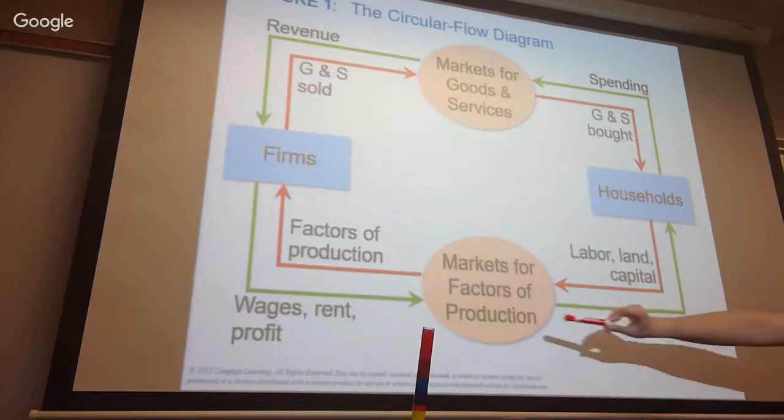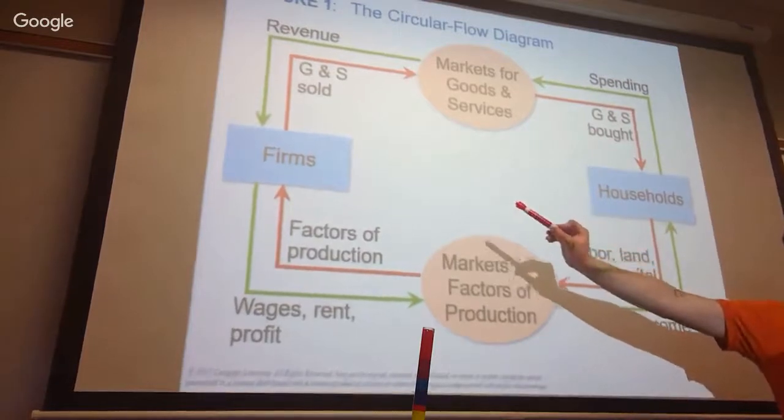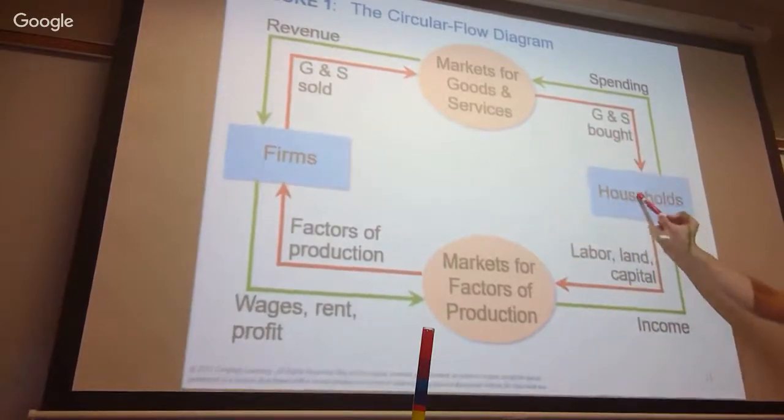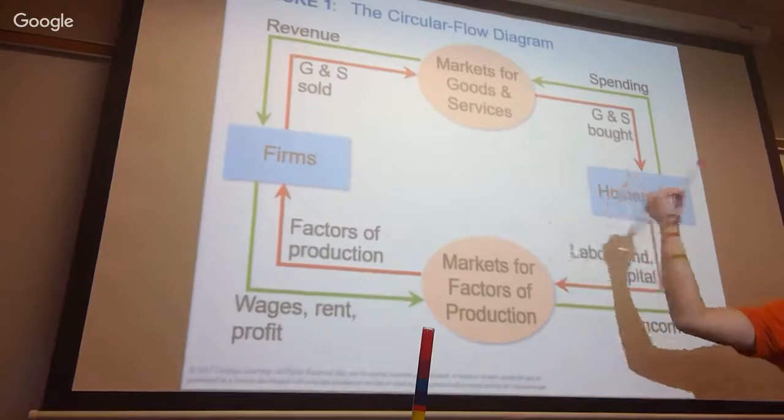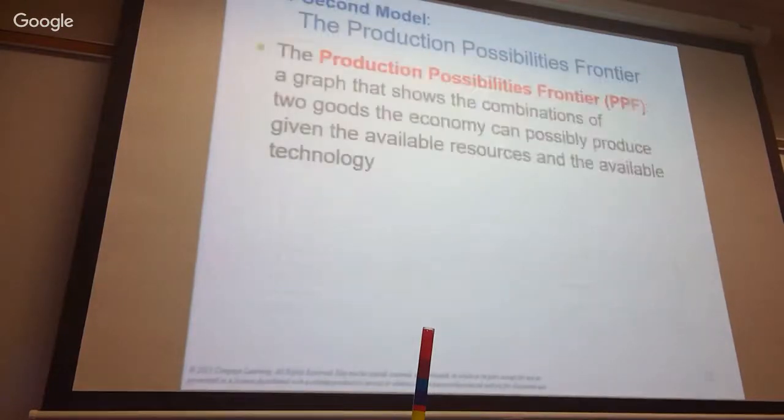So in the market for factors of production, households supply, firms demand. And then in the market for goods and service, households demand, firms supply. So just switch. Make sense? All right, and then that's our first model. Now let's look at our second model.